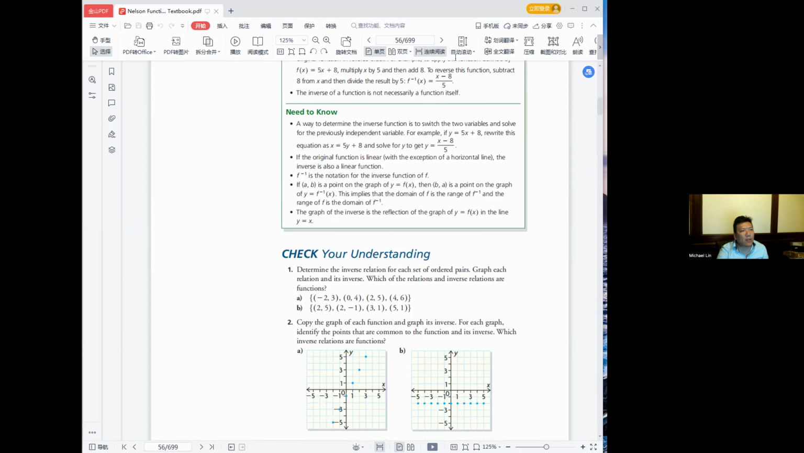Now, do bear in mind that the inverse of a function is not necessarily a function. Just like our parabola example, when we did the inverse function, it became kind of like a sideways parabola. And that actually doesn't pass the vertical line test. So therefore, the inverse of a parabola is technically not a function.